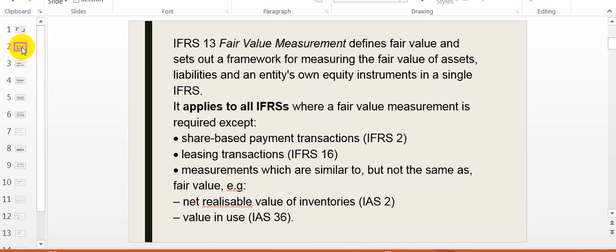So those which are exempt are IFRS 2, share-based payment transactions, IFRS 16, leasing transactions, and then measurements which are similar. So IFRS 2, share-based payment transaction. IFRS 16, leasing.